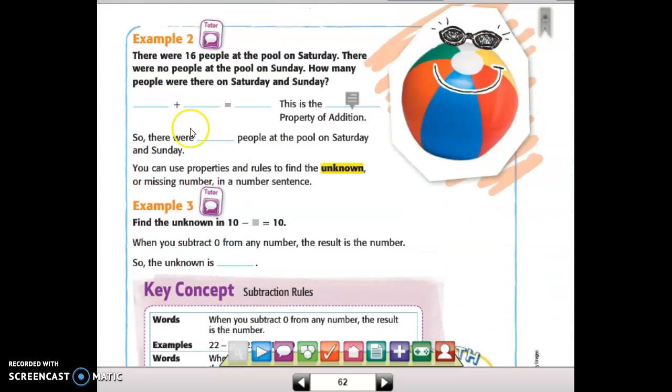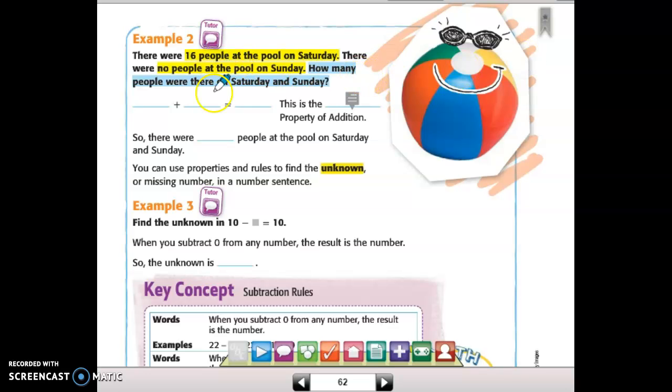Now, example 2. There were 16 people at the pool on Saturday. There were no people at the pool on Sunday. How many people were there on Saturday and Sunday? So the information I need to highlight, 16 people on Saturday, no people on Sunday. What's the question? Question is, how many people were there on both Saturday and Sunday?